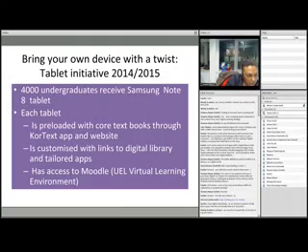One of the things that we also used was the Core Text app, which allowed students to access their core textbooks online, and have a direct link to a digital library with tailored applications. And there were also portals which enabled students to access our Moodle, which was the virtual learning environment.